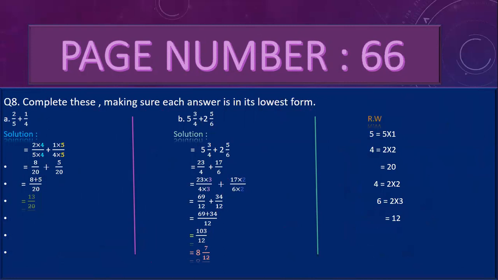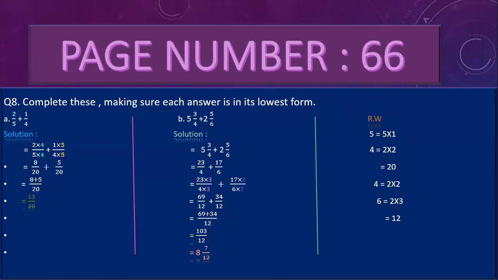5 and 4, they both are different. It means that we multiply 5 with 4 and also 4 with 5. 2 multiplied by 4, 5 multiplied by 4, 8 over 20 plus 5 over 20. The denominators are same, so directly we add the numerators. 13 over 20. 13 over 20 is a proper fraction. We cannot convert it into a mixed fraction because the denominator is greater than the numerator. So it cannot be divided.